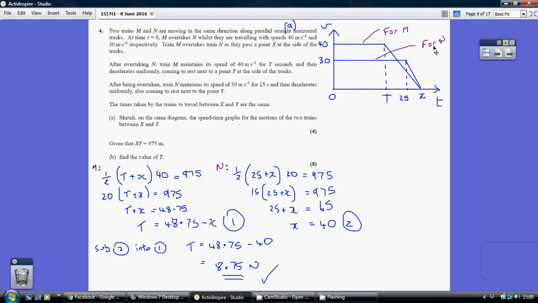Meanwhile, for train N, as M overtook N at 0, it was going at 30 meters per second. Okay, it goes on for longer. It takes a total of 25 seconds before it starts to decelerate, and it comes to rest at the same time, also at point X.